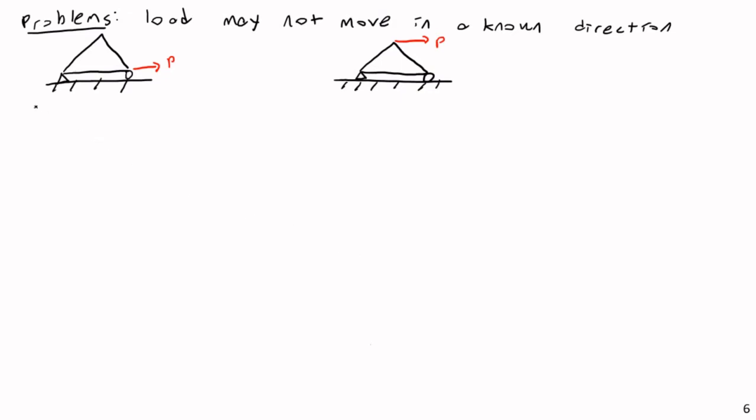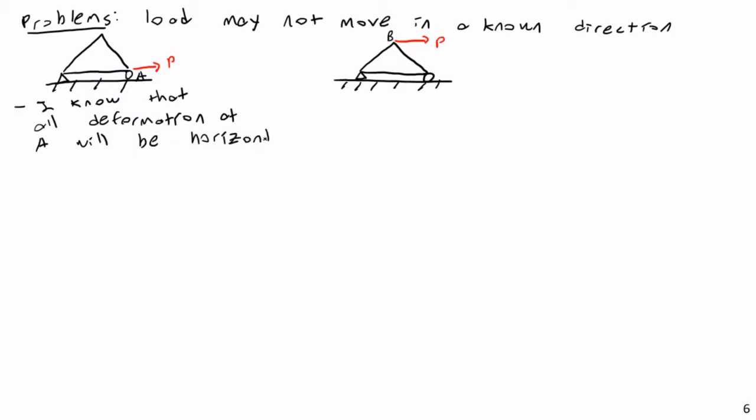In this particular case, we're good. The reason we're good is that, calling this joint A and this joint B, I know that all deformation at A will be horizontal. That's not going to change. So when I pull this, I have a very easy way of calculating the external work directly, because it's a roller, it's not going to move up and down. It's only going to move right to left. So it's very easy to calculate the work done by that force.